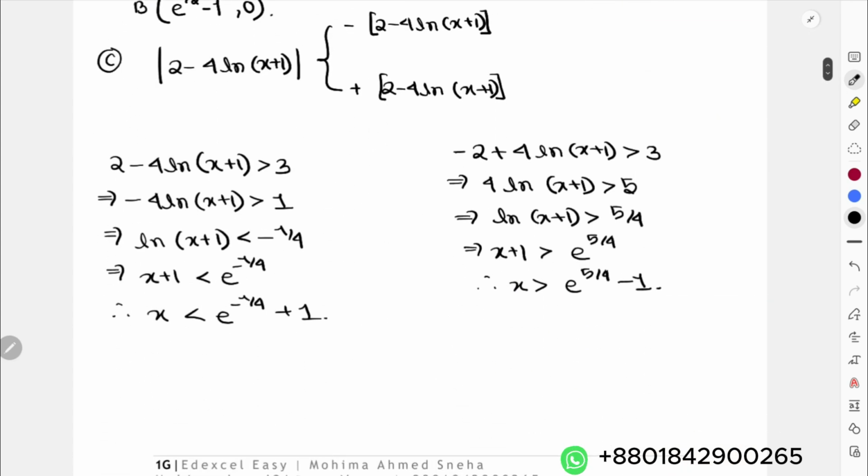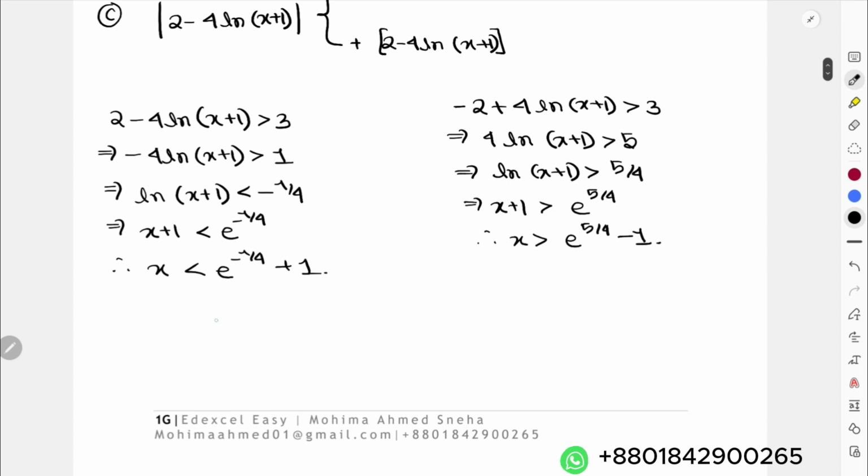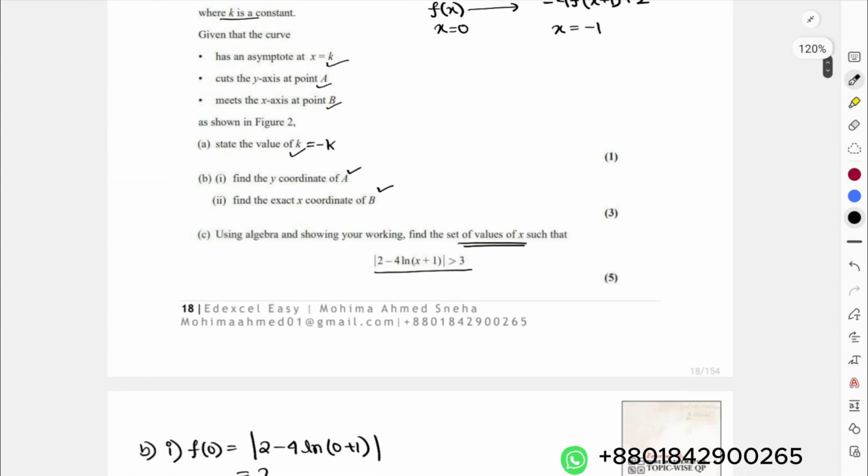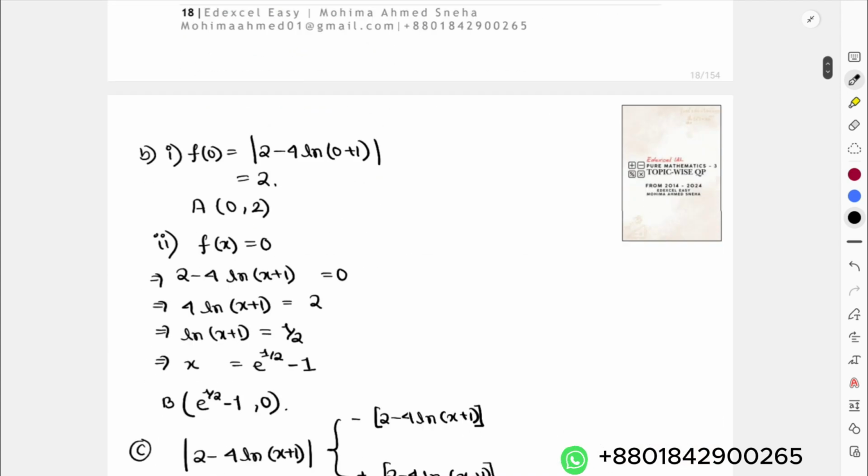So we can write the inequality for this one as a range, which is going to be x less than e power negative 1 by 4 minus 1, and then again greater than minus 1, right? It always has to be greater than that value. The other range is going to be x greater than e power 5 by 4 minus 1, right? So this is your final answer for this solution. After this, we don't have to work out anything for question 9C. We are done with question 9 from October 2023.